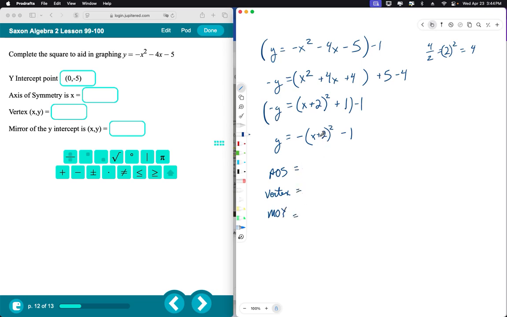The axis of symmetry is the opposite of a positive 2, so it'd be a negative 2. Vertex is negative 2, negative 1. And the MOY is going to be 2 times this is negative 4. And the original number is a negative 5. So let's type those in. Negative 2, negative 2, comma, negative 1, and negative 4, comma, negative 5. That should be correct. Yep.